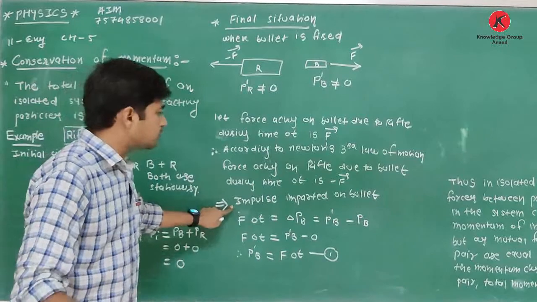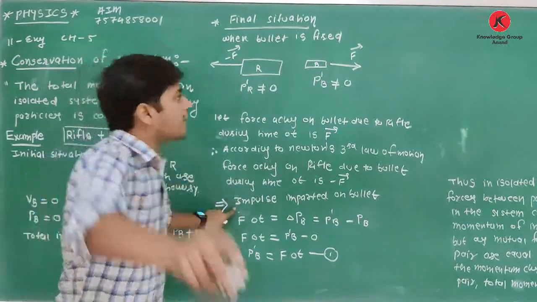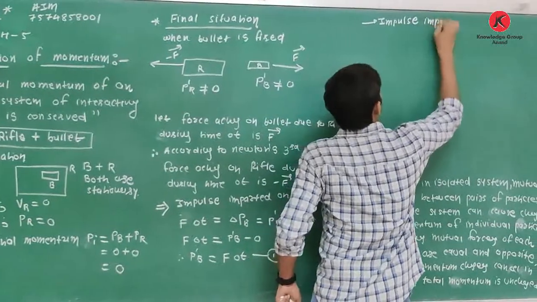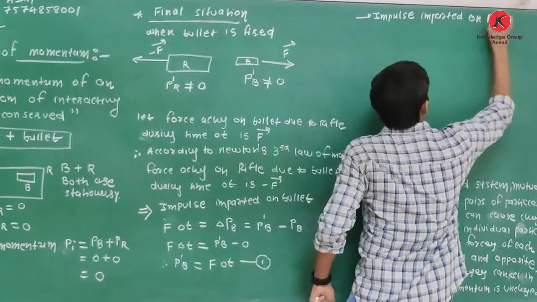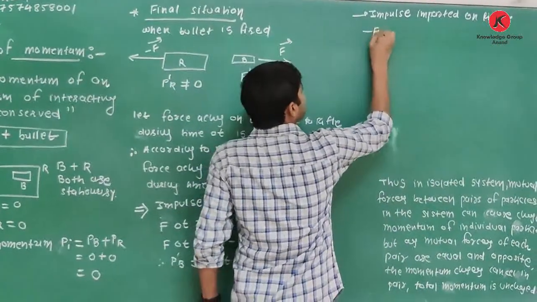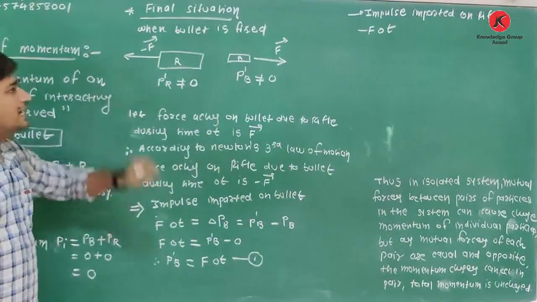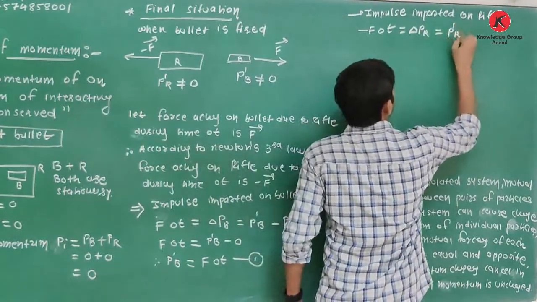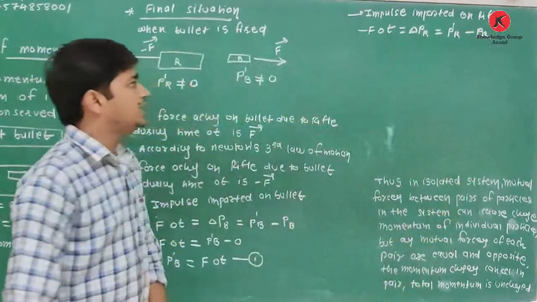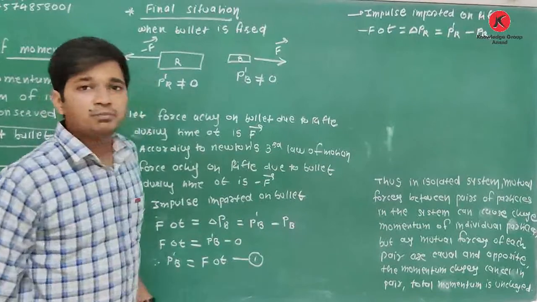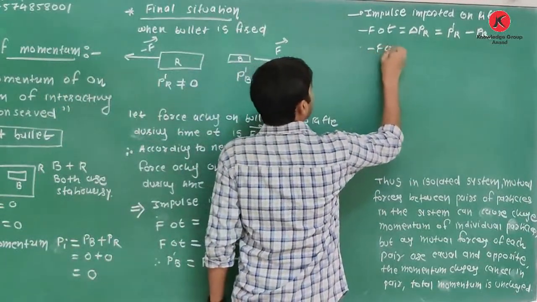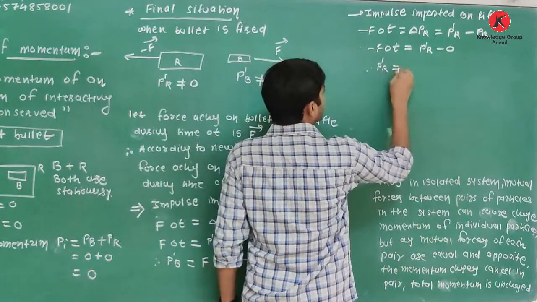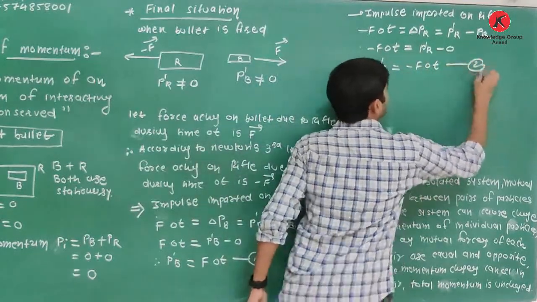Now similarly, I can write a similar equation for the rifle. What is the impulse imparted on the rifle? It is minus F delta T, because the force acting on the rifle is minus F, which is equal to the change in momentum of the rifle. Change in momentum means final momentum P dash R minus initial momentum PR. But we know that initial momentum PR is equal to 0. So minus F delta T is equal to P dash R minus 0, and therefore P dash R is equal to minus F delta T, equation number 2.